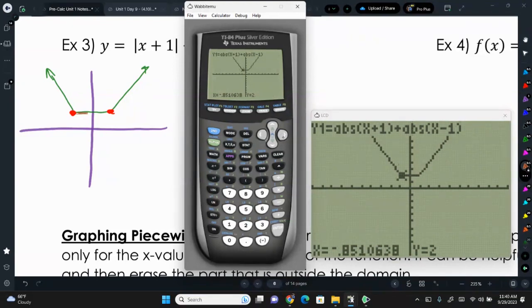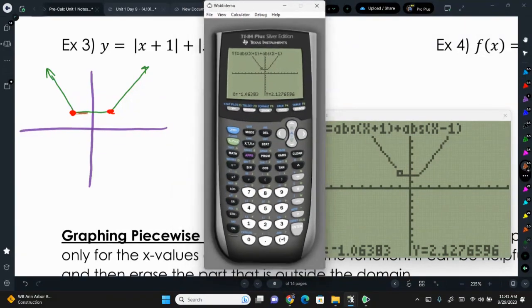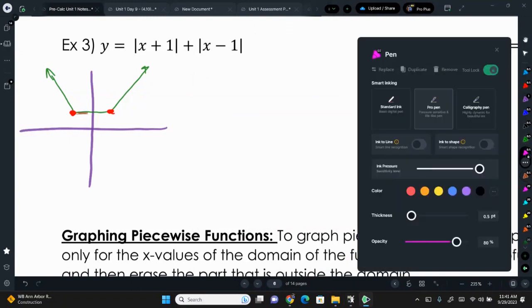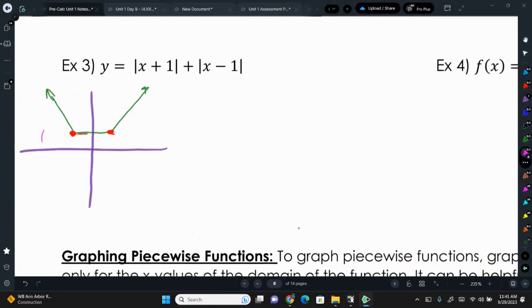So what we want to try to figure out is when do we change directions? Our y value is 2, and now our y value is bigger than 2, and we can probably assume that it's going to be -1 and +1 just because the absolute value bars both have x plus 1 and x minus 1. So these 2 points are going to be -1, 2 and +1, 2.